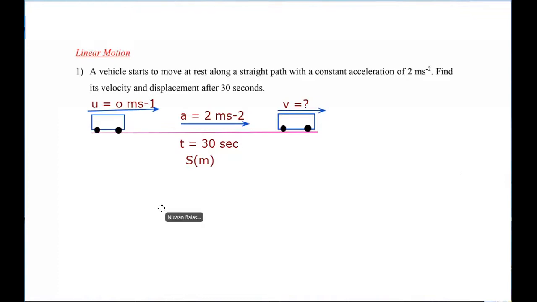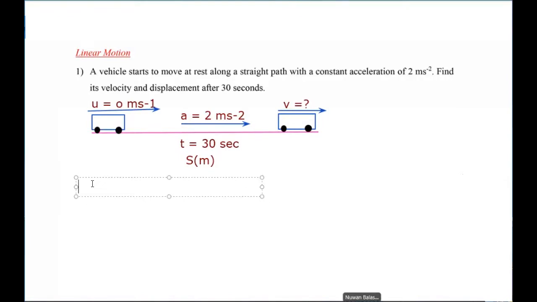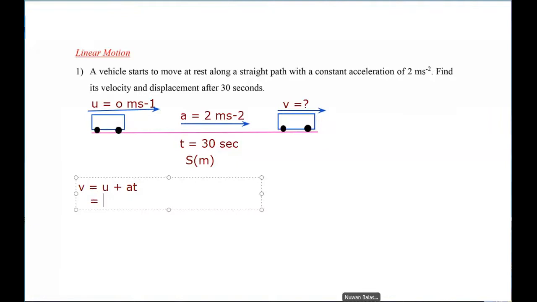Right, now somebody please unmute the mic and tell me the equation that we should use to find the final velocity. V equals U plus at. Very good. We must use V = U + at. Final velocity is what we are going to find. Initial velocity 0 plus acceleration, that is 2, times time taken, 30.